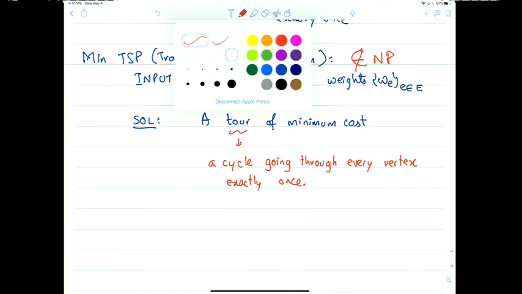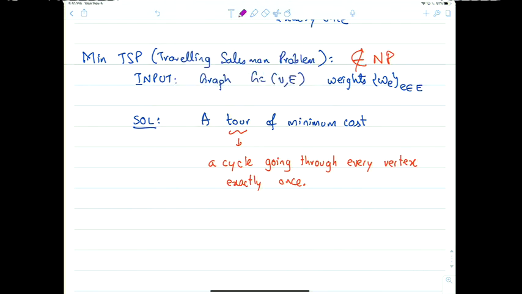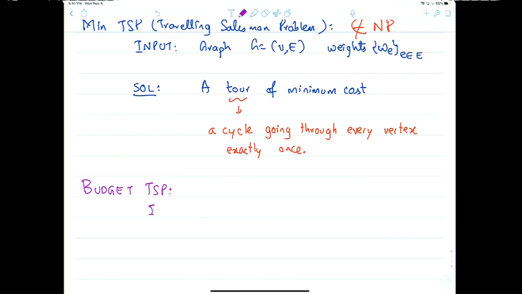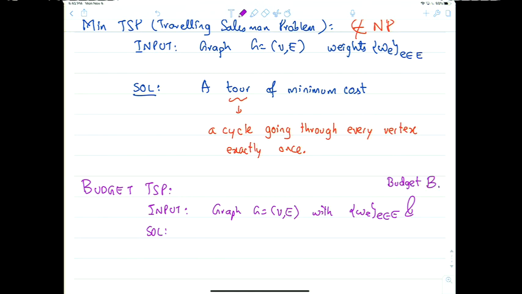Okay, so let me define a related problem. This is called budget TSP. Okay, what is budget TSP? Well, the input is, again, a graph with weights, and a budget B. And the solution is a tour with cost less than or equal to B.